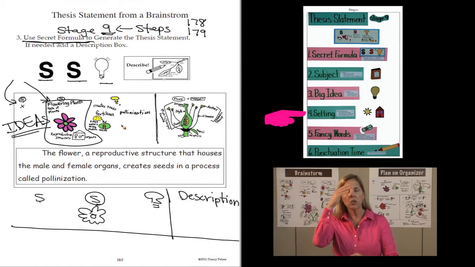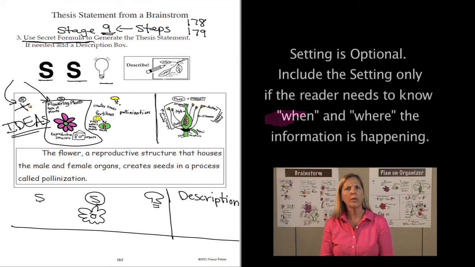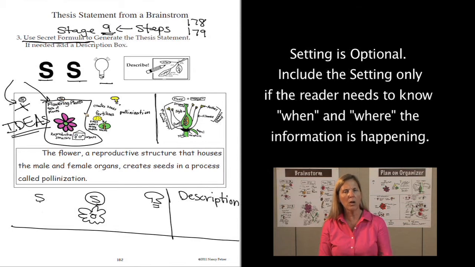Time and place. Do I need to specify a time and place for this information? No, we're going to X out our setting because we're not going to worry about the time and place for this. We're just focusing on flower and how a flower is going to make its seeds in a process called pollination.